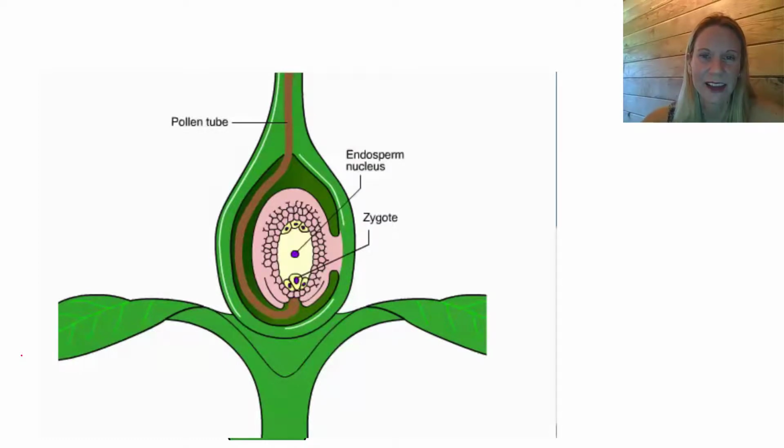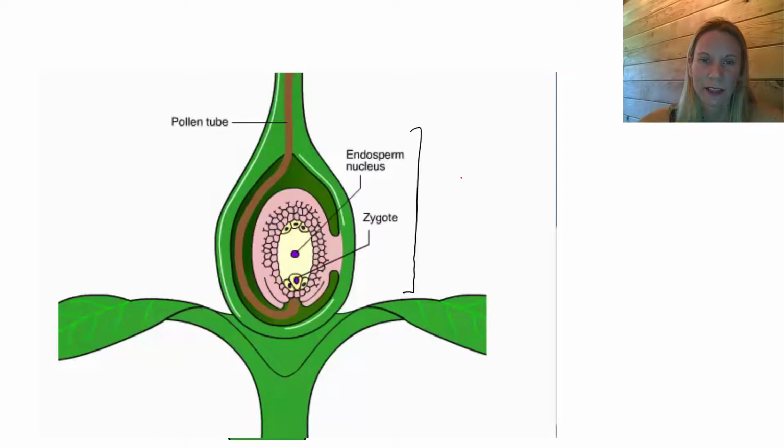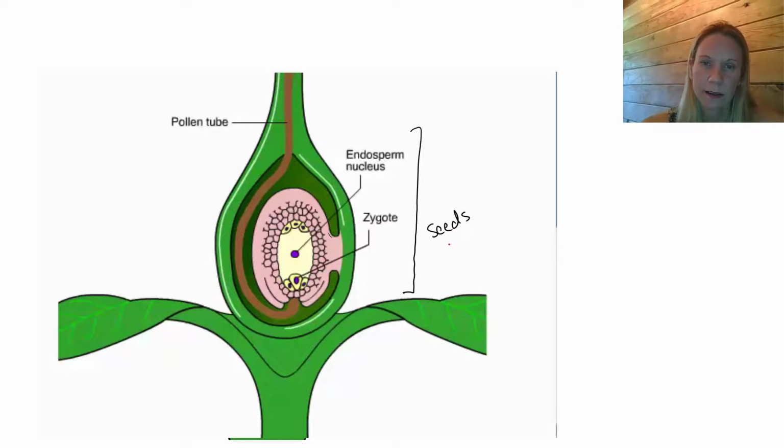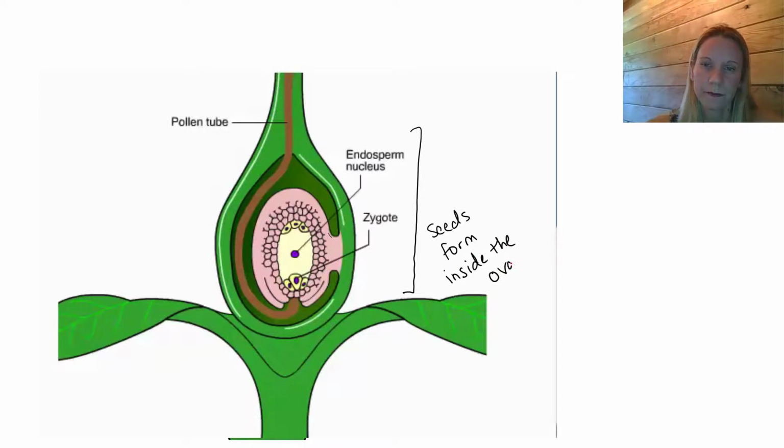Okay, so what is left at the end of double fertilization? Well, we have one or more seeds inside of the ovary. Okay, so we are inside, these would be seeds, form inside the ovary, which will become the fruit.